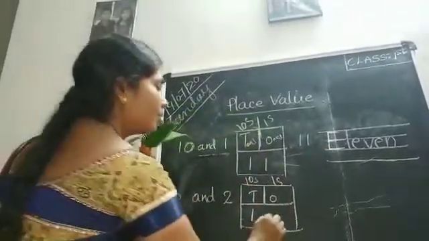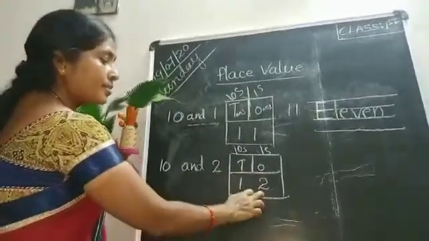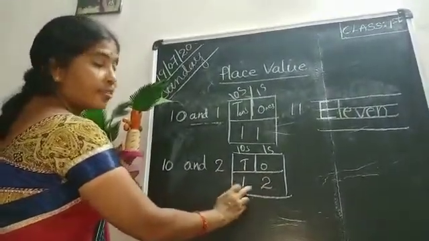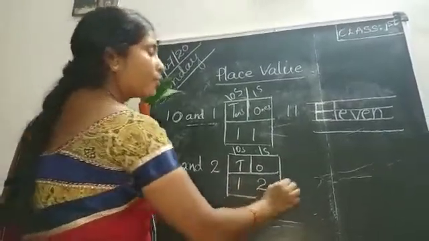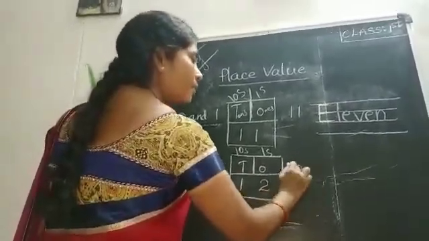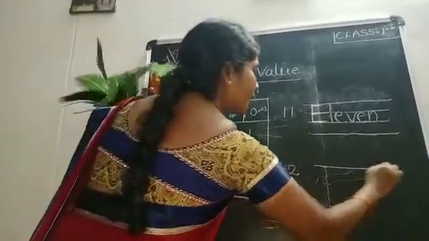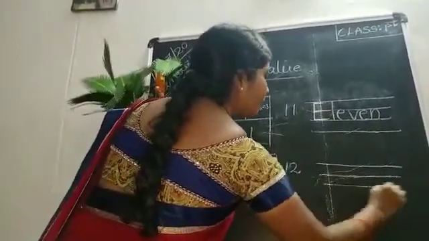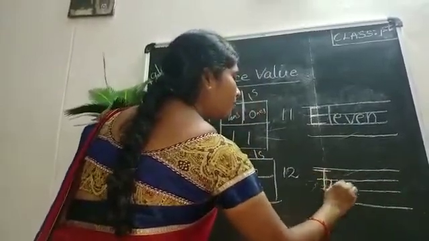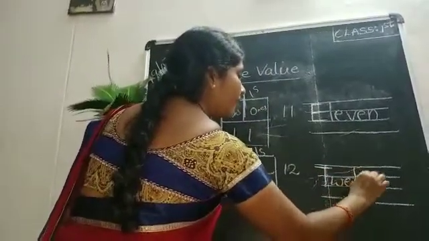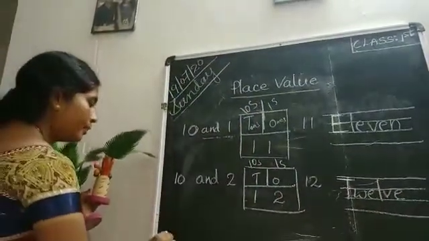How many ones? Two ones. One 10 and two ones. What is this? 12. What do we get? 12. Again, write in the 4 rule. TWELVE, 12. Okay. Next again.